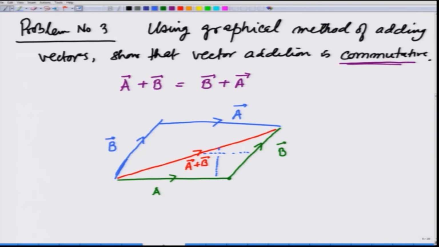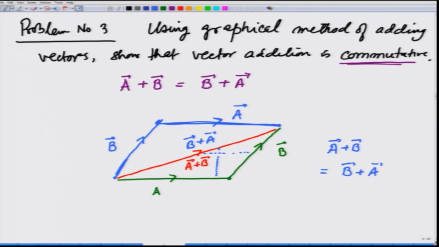This is a parallelogram. And you can see now, by definition of addition, I have started with the tail of B, went up to its head, and on the head I put A and went up to the head of A. So, this is also B plus A. It is the same diagonal which is A plus B and B plus A, and this immediately shows that A plus B is the same as B plus A. That means that the addition is commutative.